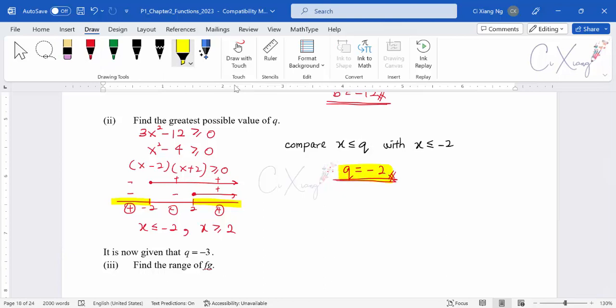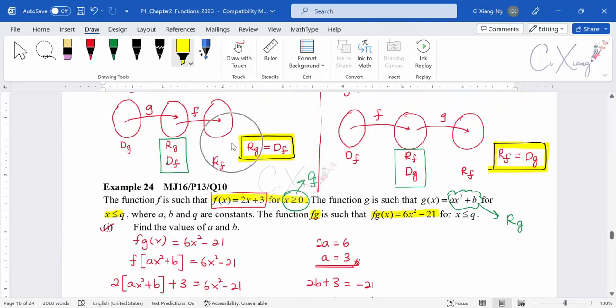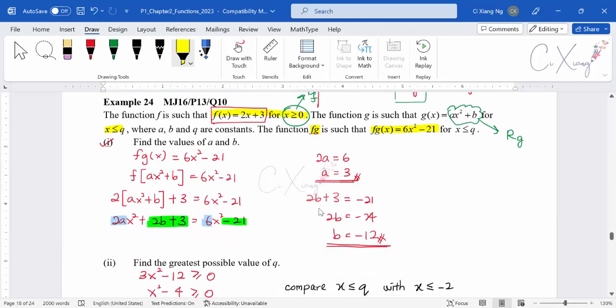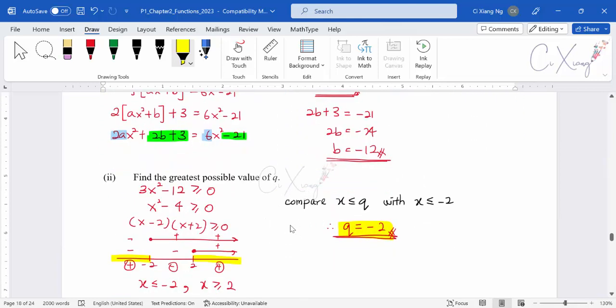So this is how we solve this kind of question, because it is a question related to the domain or range that involves the composite function. You can see that this is one of the important concepts that we need to know, so that we can use it to answer the question for this part. So this is what we have for question number 2, part number 2.